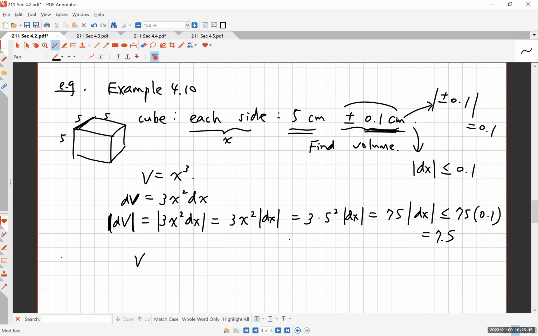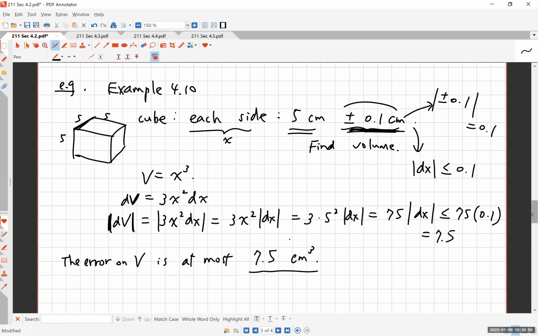So what are we saying here? The error on V is at most 7.5 what? This is volume. It's 3-dimensional, so this is cubic centimeters. That's an interesting thing, because you're saying, well, look, this is a fairly accurate reading. Each side can be as big as 5.1 centimeters, as small as 4.9. That's not a big deal. But if you are using that measurement to calculate the volume of this entire cube, the error could be as big as 7.5 cubic centimeters.